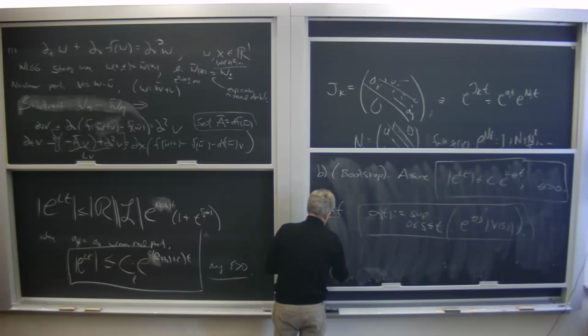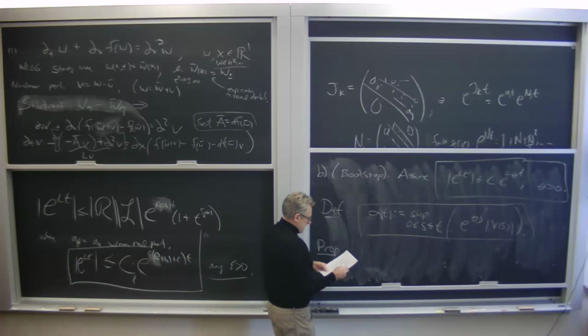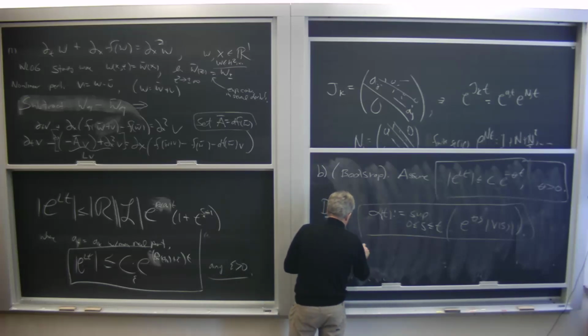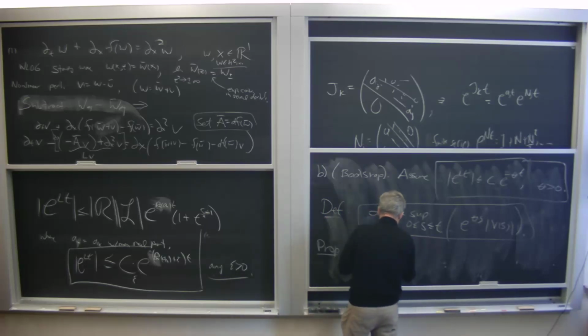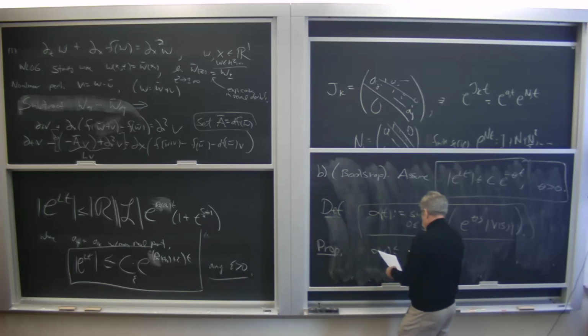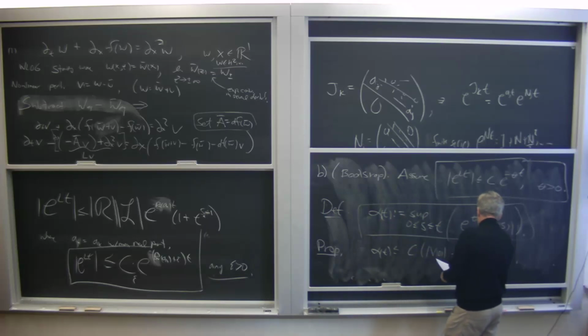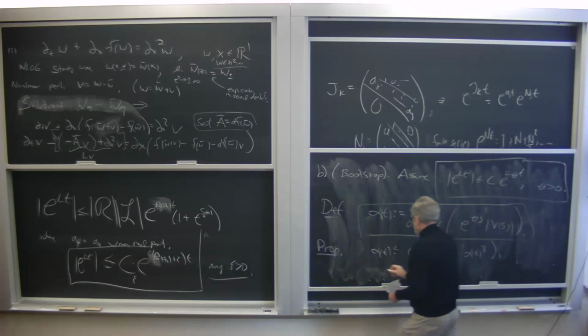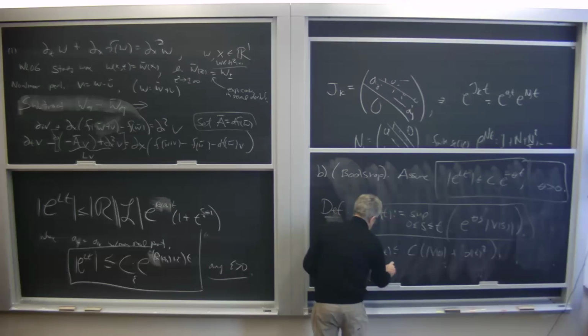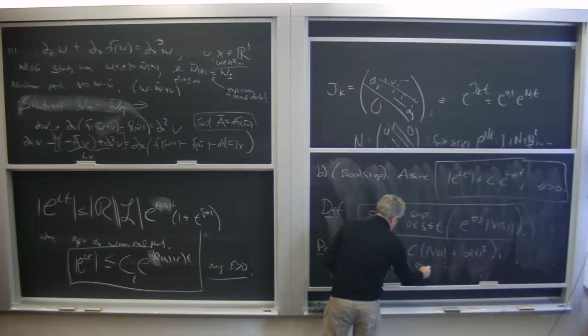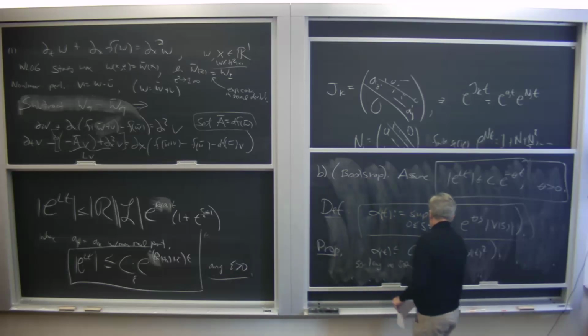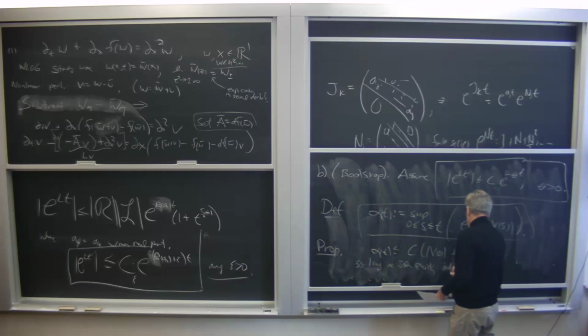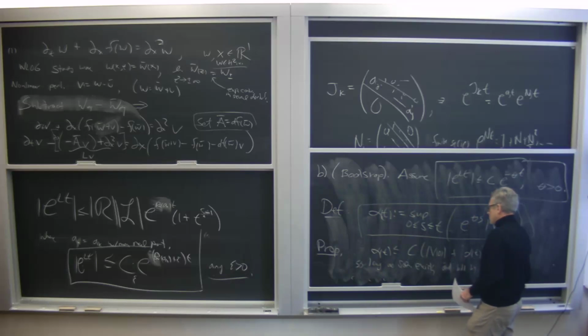Okay, proposition. This is the bootstrap estimate. So alpha of t is less than or equal to a constant times v of 0 plus alpha of t squared, so long as the solution exists, and bounded by a constant. Any constant.